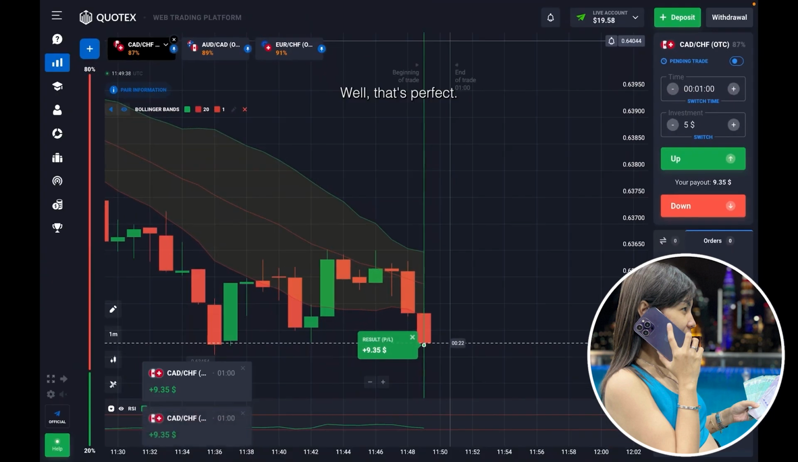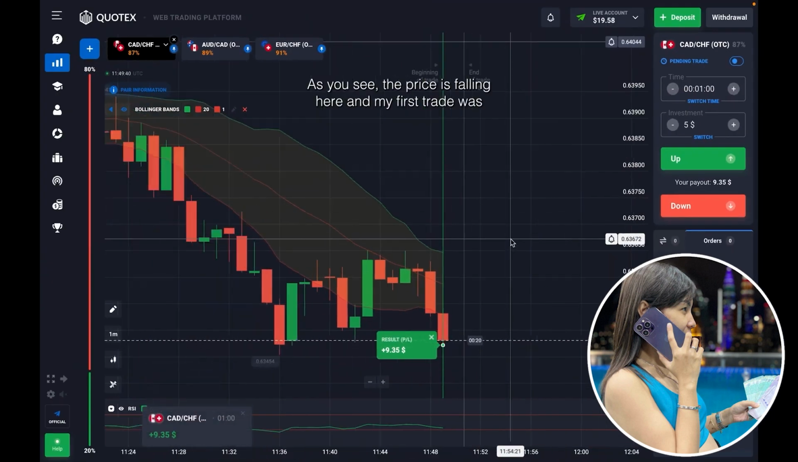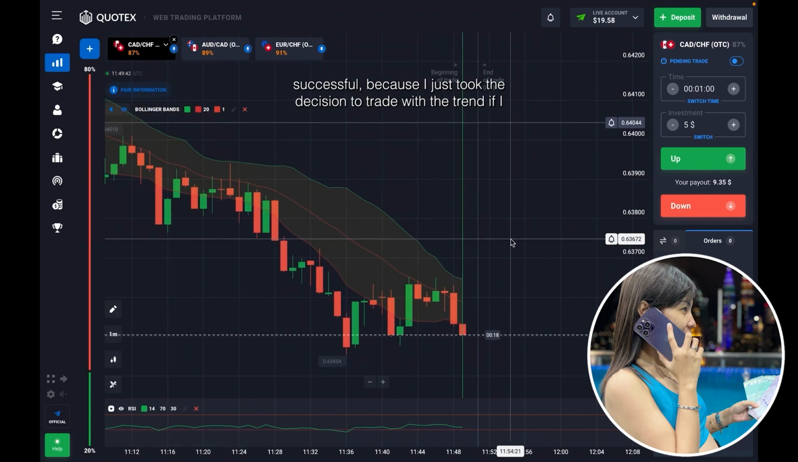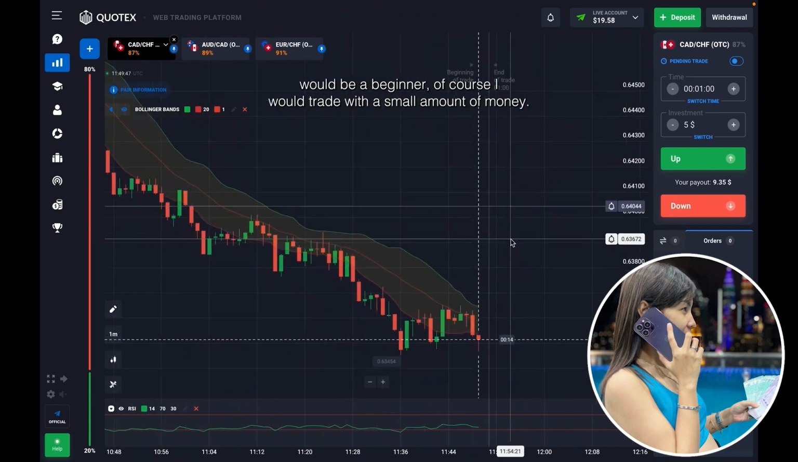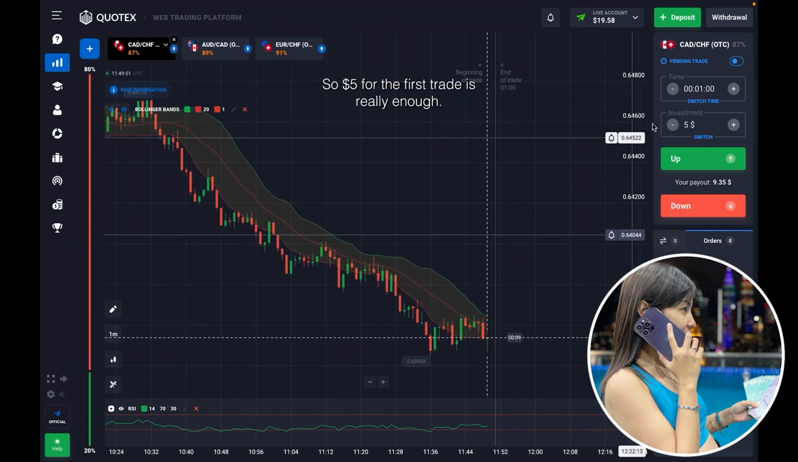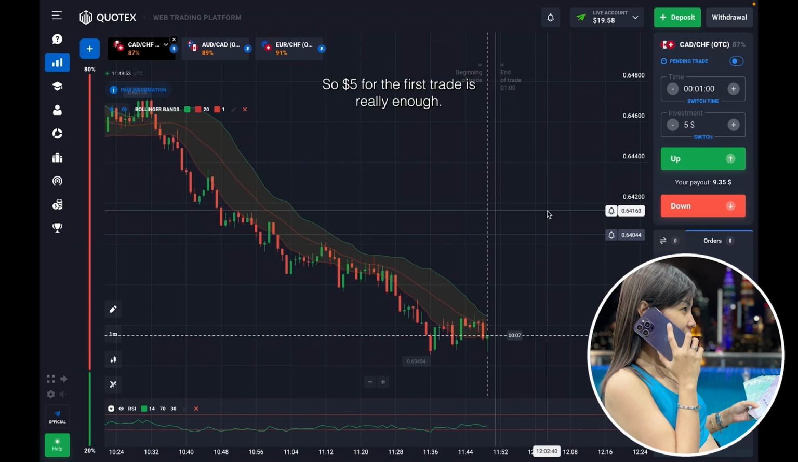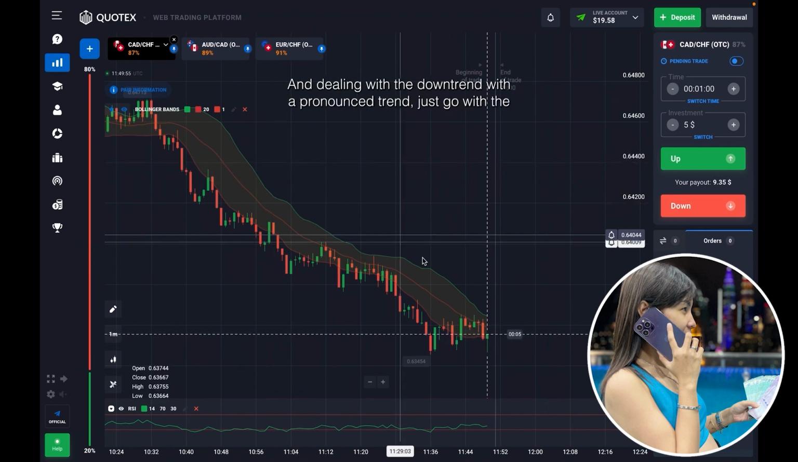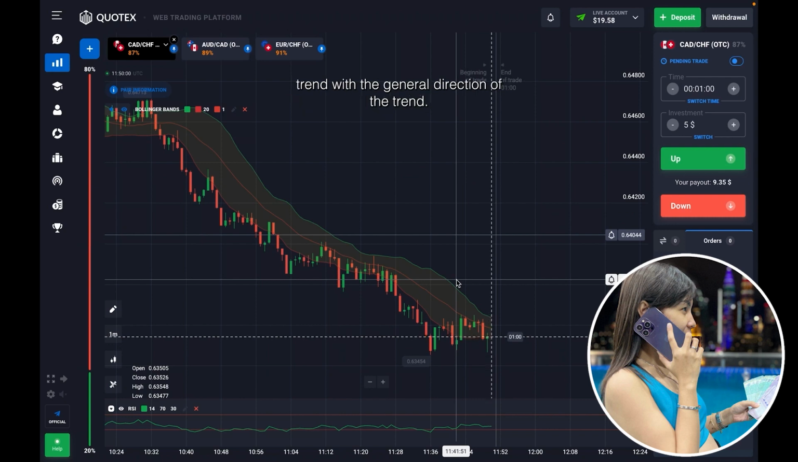And it's perfect. As you see, the price is falling here. My first trade was successful because I just took the decision to trade with the trend as if I were a beginner. Of course, I would trade with a small amount of money, so $5 for the first trade is really enough. And dealing with the downtrend, with the pronounced trend, just go with the general direction of the trend. And that's my general advice to you.